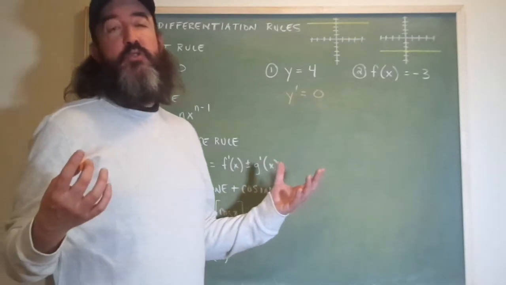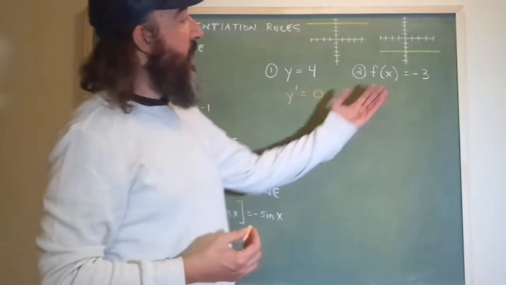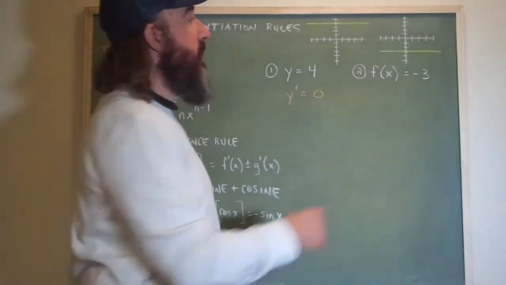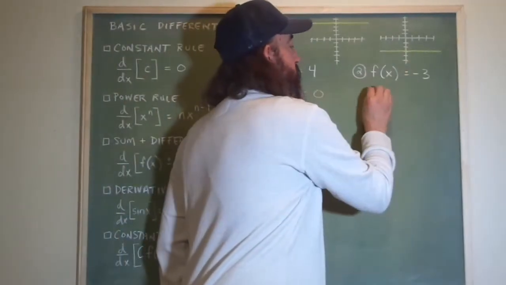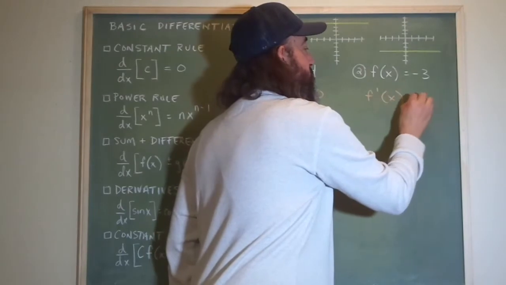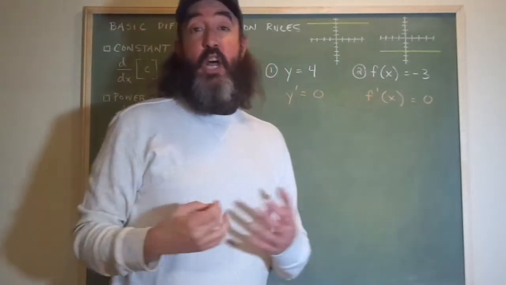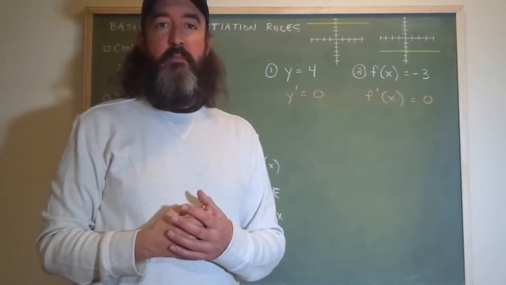And of course, that would be true if you graph y equals any number. F of x equals -3, that essentially just means y equals -3. Again, we have a horizontal line. So I'm going to say f prime of x equals 0. It doesn't matter what you plug in for x. It doesn't matter where you look on that line. The slope's always going to be 0.